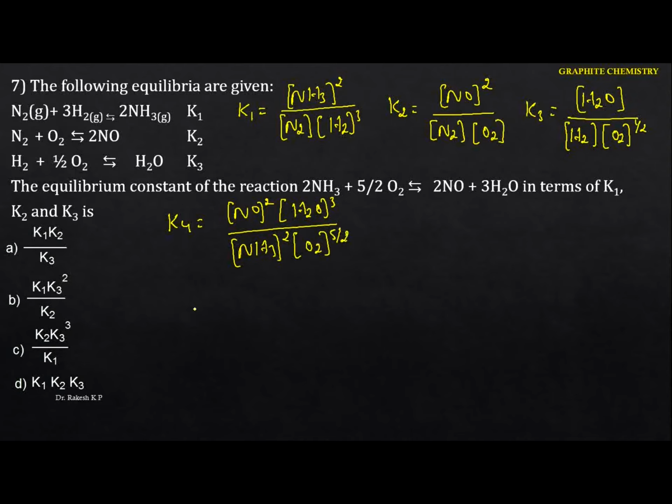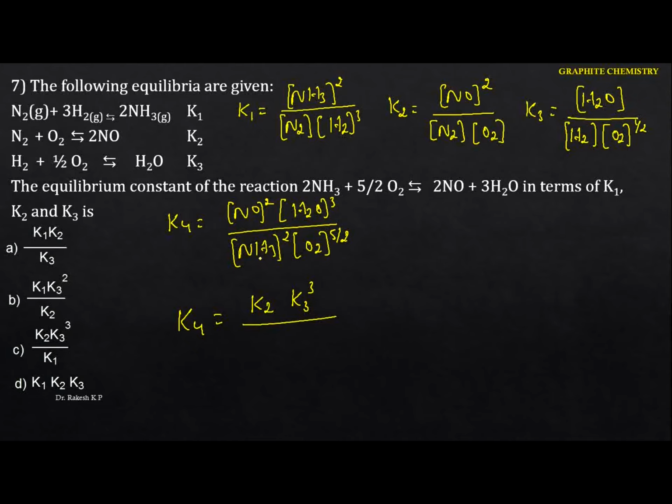Now you have to identify how K4 is related to K1, K2 and K3. In K4, in the numerator we have the molar concentration of nitric oxide power 2, and in K2 also we have the same thing. In the numerator we also have water, and here also we have water. But see this one: water power 3, but here you have water power 1. Hence if you cube K3, we are going to get this one.